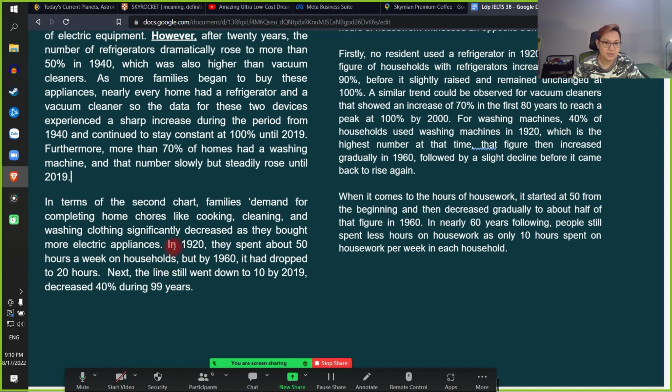Okay, in terms of the second chart, khi mà nhắc tới cái biểu đồ 2, families demand for completing home chores such as. Nha, không có dùng like ở trong văn viết nha, don't use like this in writing, okay? Just use such as. Nhu cầu của những gia đình. Cái dấu sở hữu này nắm đây mới đúng nè. S apostrophe should be here, not there.